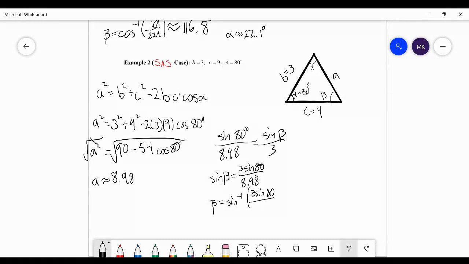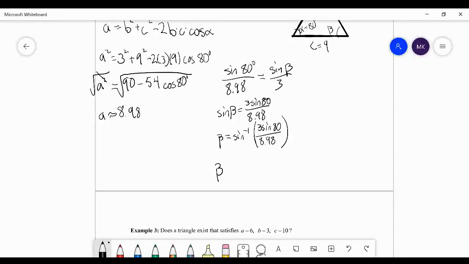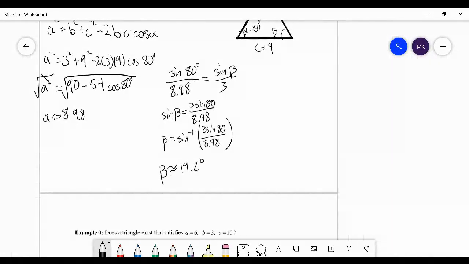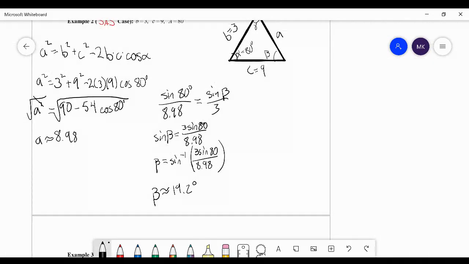8.9, that's even worse. 8.98. So then using our calculator, we get that beta is approximately 19.2 degrees. And last but not least, we have to find gamma. Well, we know what alpha was. It's 80 degrees that was given to us in the problem. We have now found out beta. So gamma is 180 minus 80 minus 19.2. Therefore, gamma is 80.8.